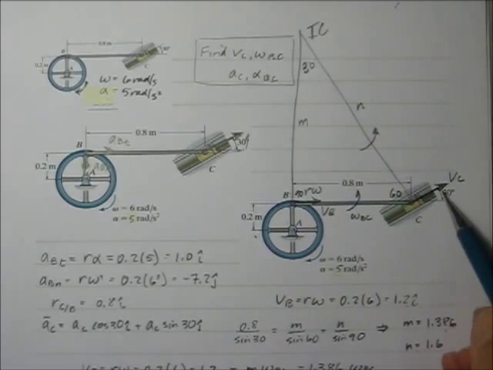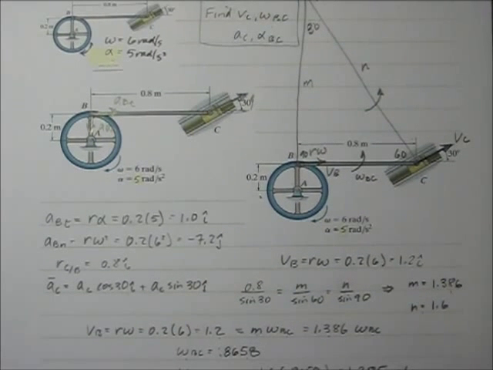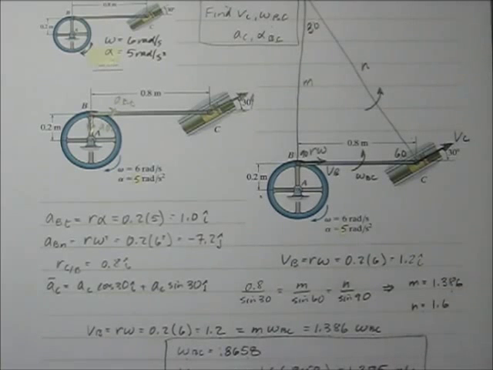So I can say that the velocity of C is equal to N times my now discovered omega, and I can see that the velocity of C is equal to 1.385. All right, so I've solved for the first two pieces of the puzzle of the velocity. Now let's move to the acceleration equation and see what we can get from that.